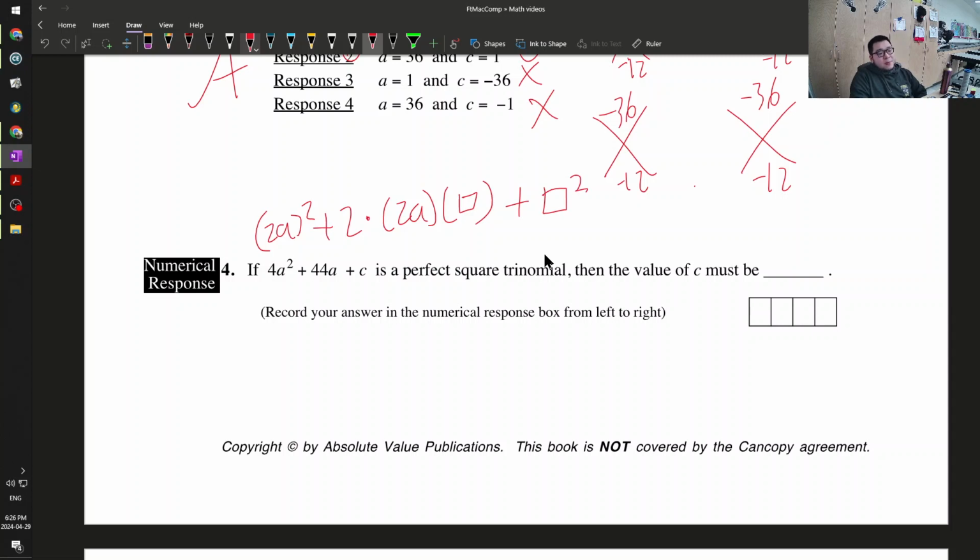So we know 2 times 2a times the square is equal to 44a. So this is 4a, right? 4a times the square is equal to 44a. So by observation, we divide both sides by 4a, and this thing is equal to 11. Therefore, 11 squared is equal to 121, which is the last term. So C must be 121.